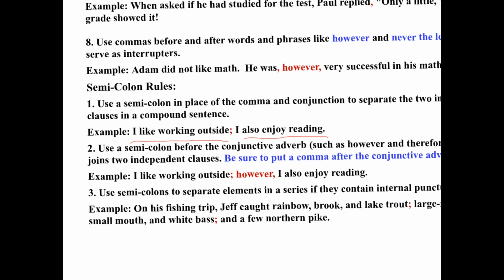Why is this important? Because sentence variety is important. Mixing it up a little. Throw a sentence in there that has a comma conjunction. Throw a sentence in there that has a semicolon. Maybe throw a couple simple sentences in there. Maybe just put, I like working outside. Period. I also enjoy reading. Mix it up with simple sentences, compound, put comma conjunction, put semicolon. I'll see it.